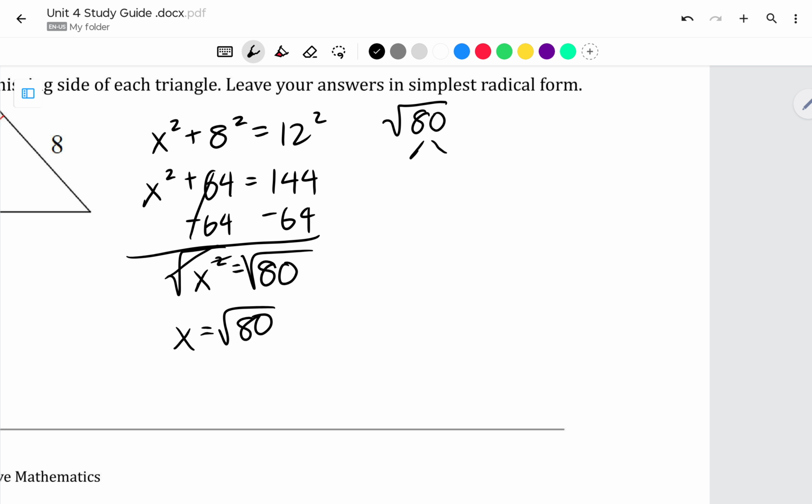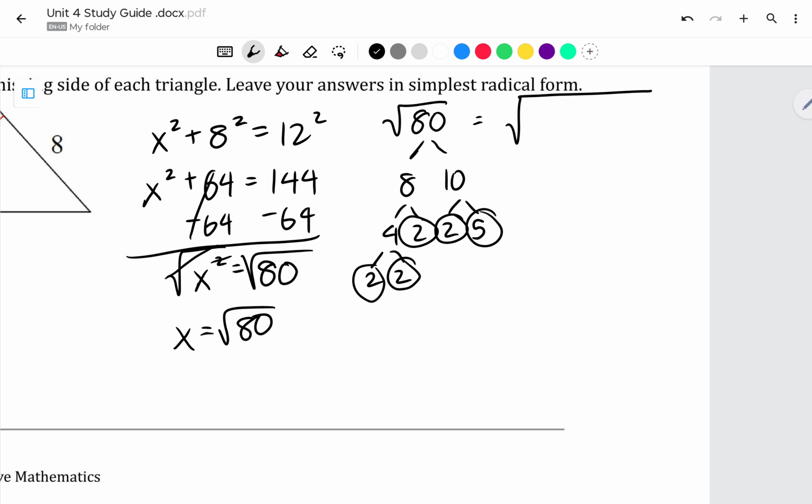Break down the 80. I'm just going to pick 8 and 10. Any two numbers. Keep breaking it down. 8 and 10, 4 and 2, 2 and 5. This could be 2 and 2. And I see all of my prime numbers, so I'm just going to skip a couple steps here. I'm going to pair them up. I see 2 2s, so 2 squared. I see another 2 2, so that's another 2 squared. And I see 5 by itself.